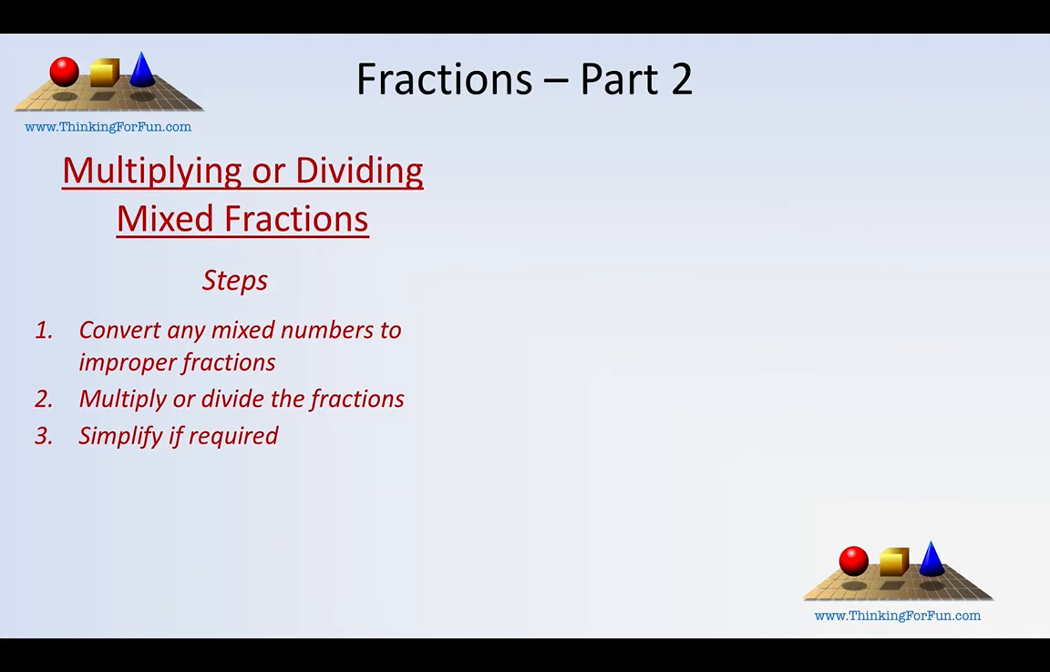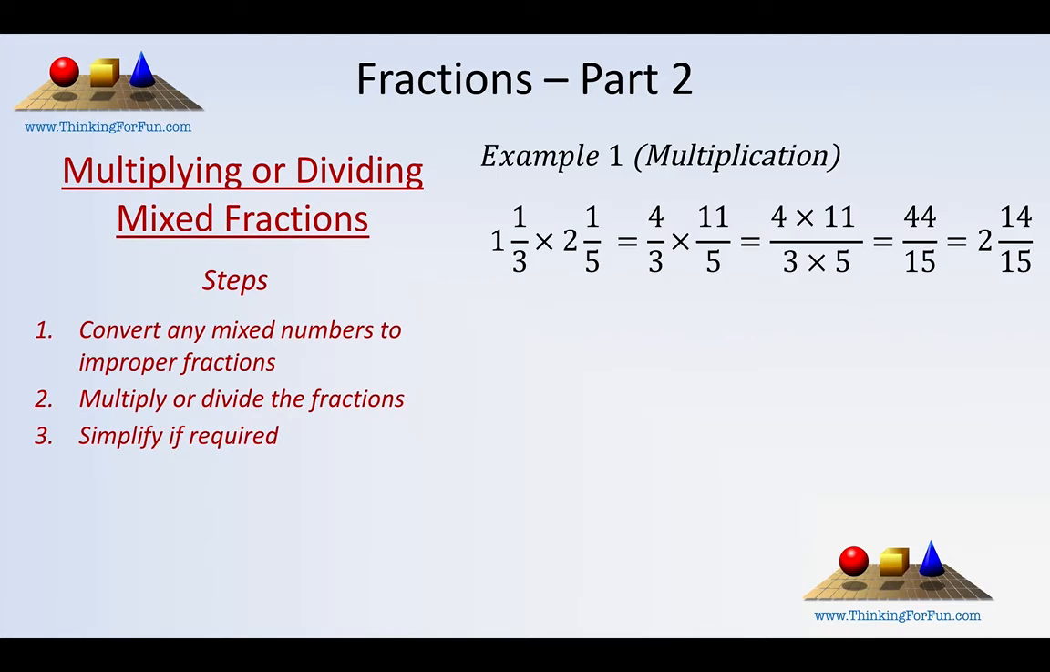To multiply mixed fractions, firstly convert the mixed fraction into an improper fraction, then multiply the fractions together as before. For example, to multiply 1 1/3 by 2 1/5, convert the fractions to 4/3 and 11/5 respectively, and then multiply the top numbers to give the numerator and then the bottom numbers to give the denominator, which in this case gives 44 over 15, which can be simplified to 2 14/15.